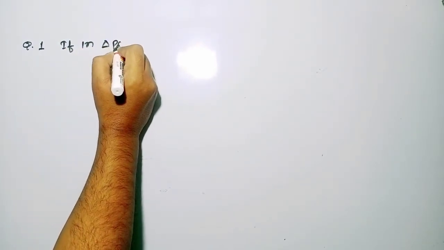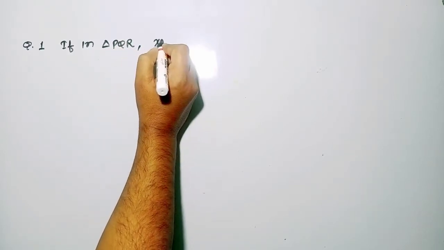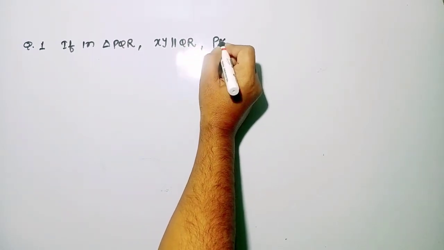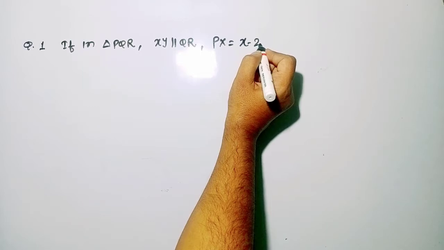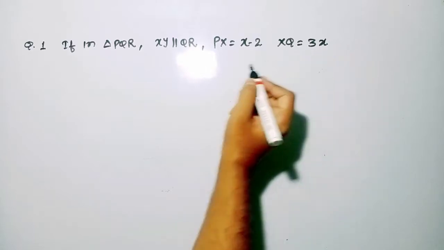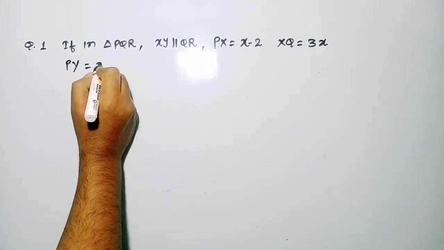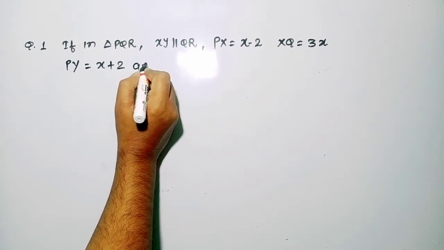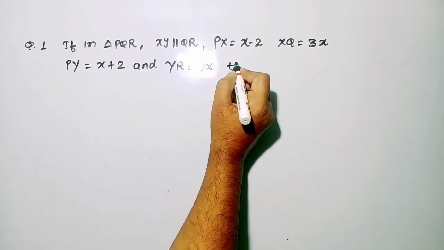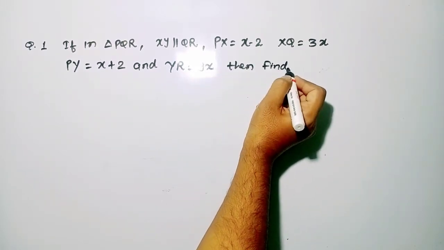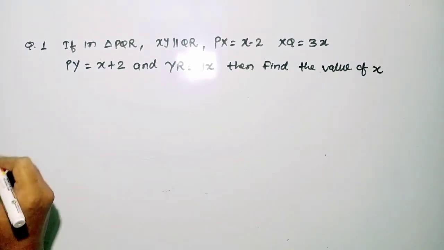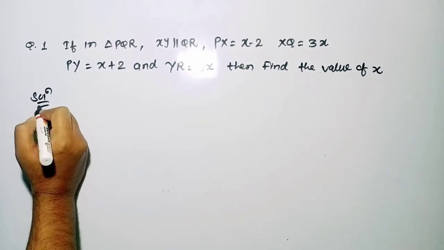Okay students, let us see the first question. If in triangle PQR, side XY is parallel to side QR and length of side PX is equal to x minus 2 and length of side QX is equal to 3x, PY is equal to x plus 2 and YR is equal to 9x, then find the value of x. So let us see the solution, students.